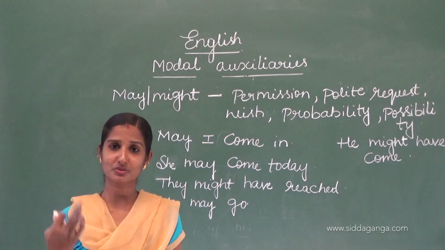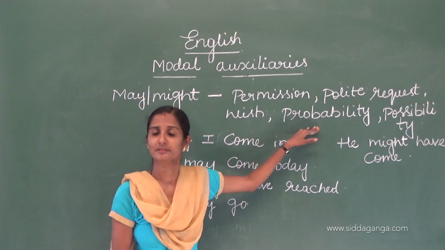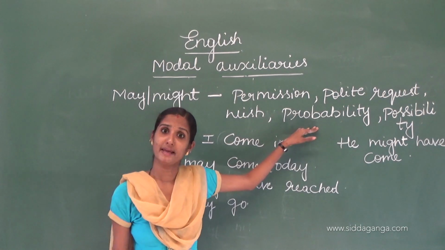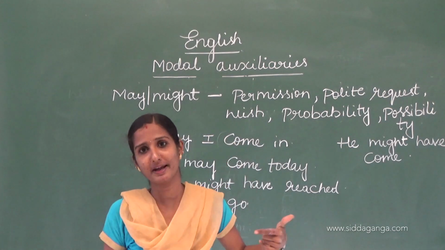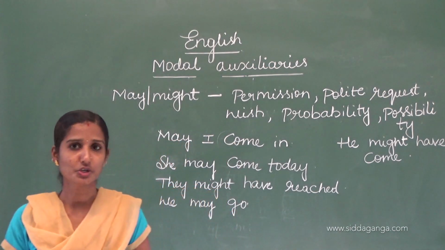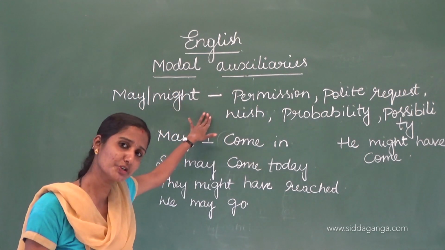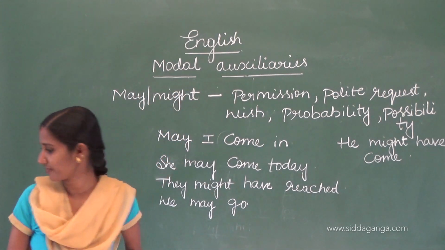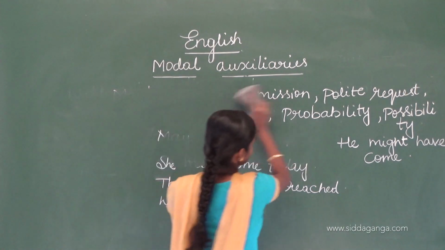So you will tell about the possibilities. You can say, I think today my mother may prepare sweets. I think she might have prepared sweets. Like that you can use may and might. Okay, have you understood? Shall we move towards the next? Fine. So the next modal verb is can, could.